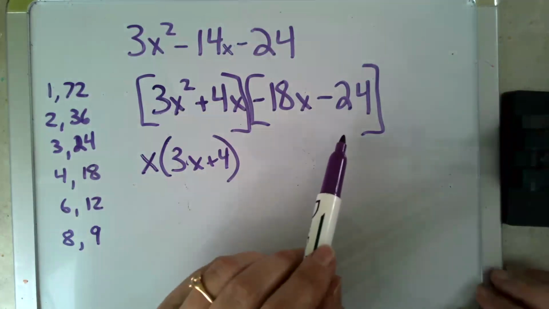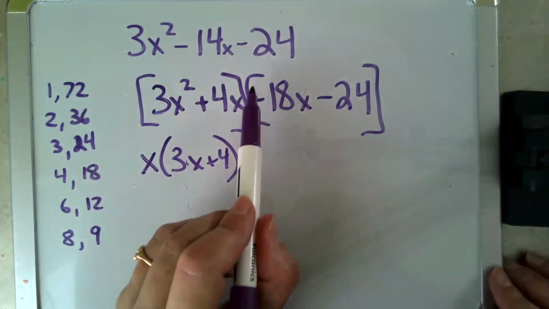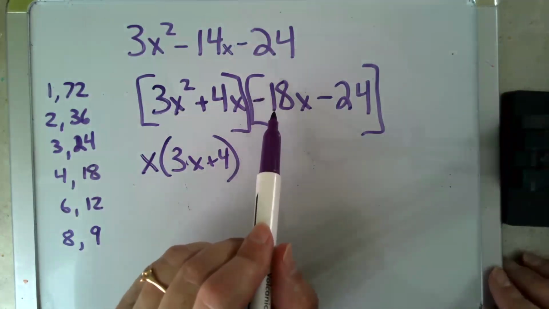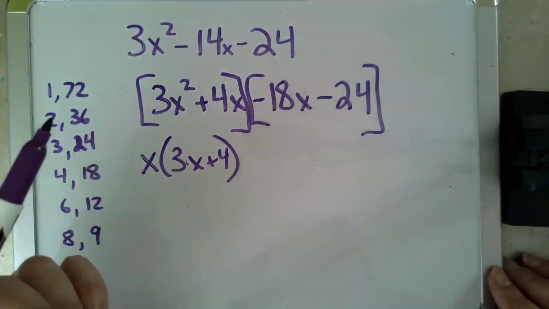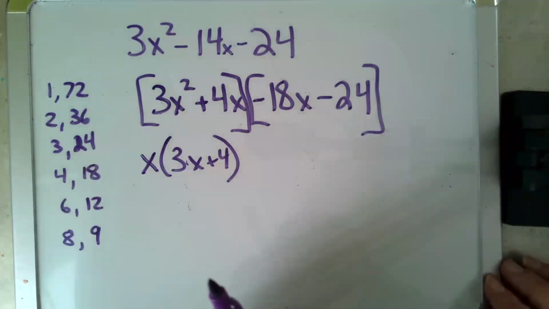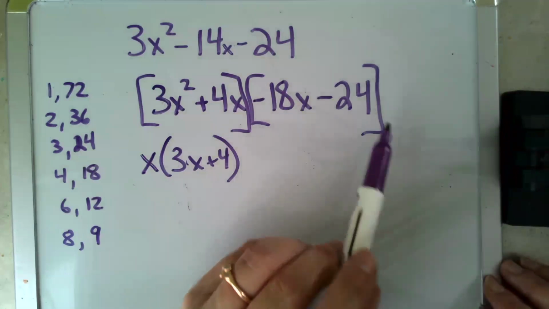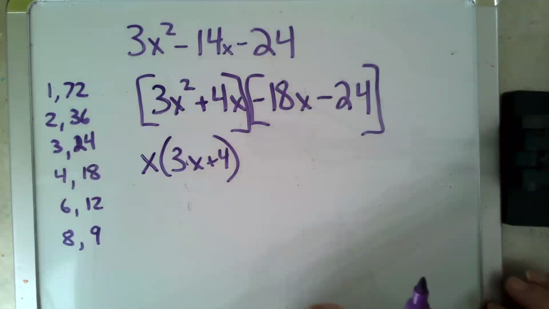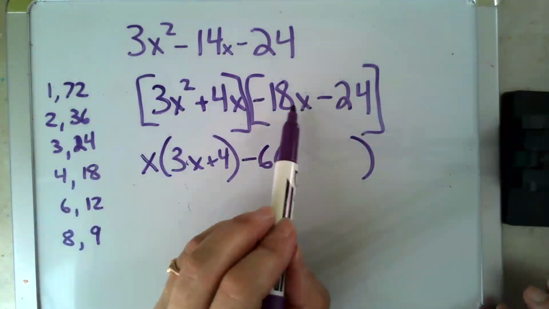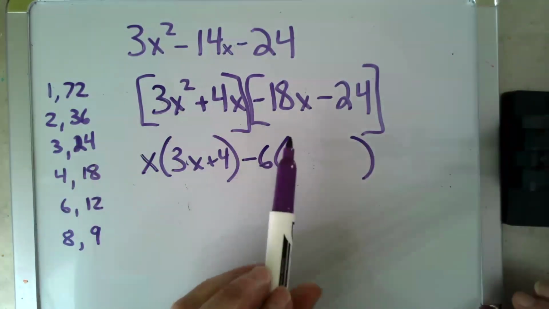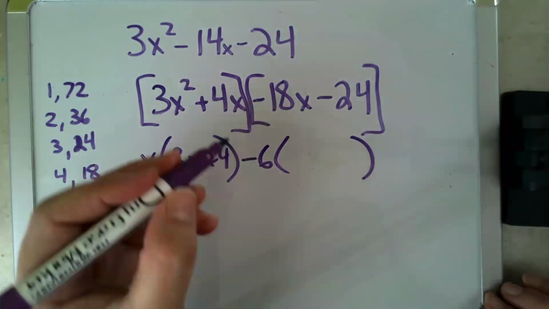We do the same thing over here, but always, always, always, if you have a leading negative, make sure you're factoring that negative out of both terms as part of what you're doing. So greatest common between negative 18 and negative 24 is going to be a negative 6. And negative 18 divided by negative 6 leaves me with positive 3x.